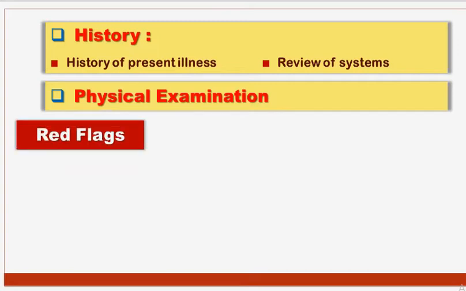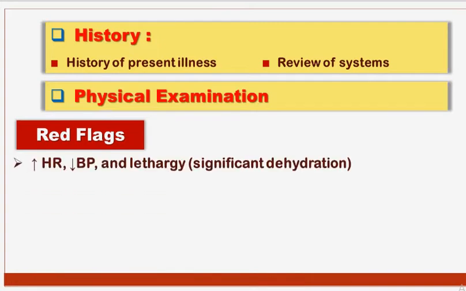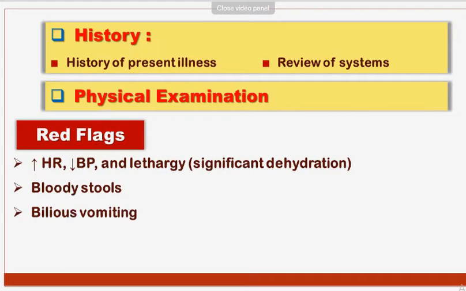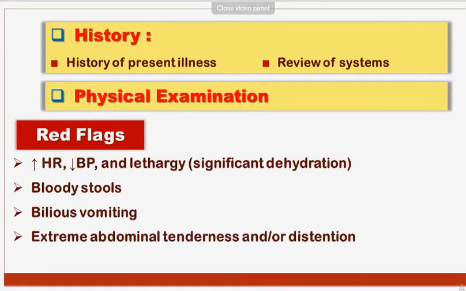So we have what's called the red flags. Presence of the red flag signs makes the condition more serious than the others. Like if there is tachycardia, hypotension, and lethargy, because these are signs of significant or severe dehydration. If the baby has bloody stool, if there is bilious vomiting, because bilious vomiting indicates intestinal obstruction or a paralytic ileus causing a functional intestinal obstruction. If there is extreme abdominal tenderness and or distension, also these are red flag signs.